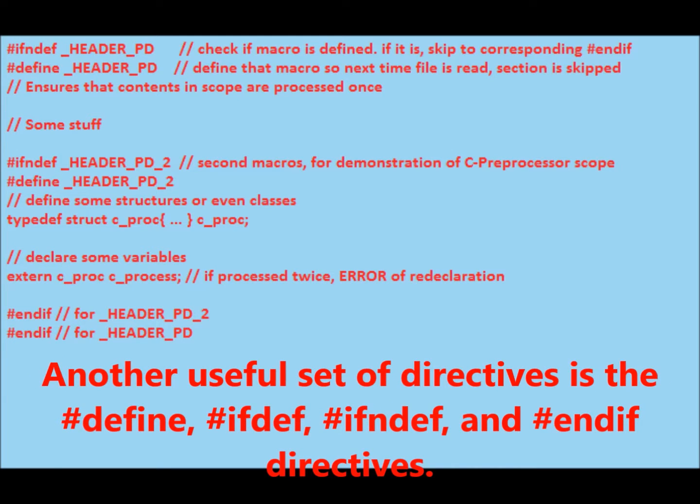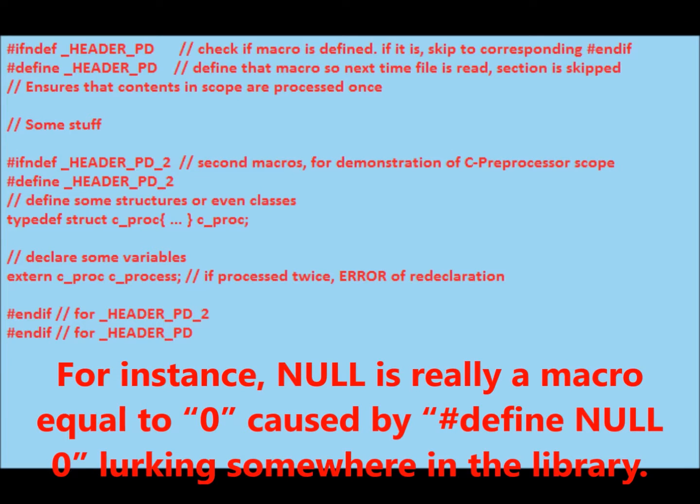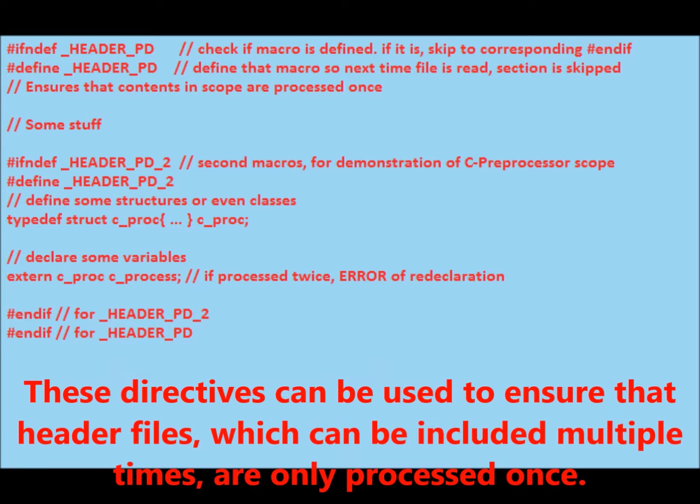Another useful set of directives is the define, ifdef, ifndef, and endif directives. For instance, NULL is really a macro equal to 0, caused by #define NULL 0 somewhere in the library. These directives can be used to ensure that header files, which can be included multiple times, are only processed once.